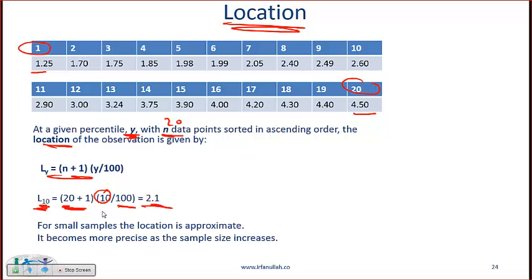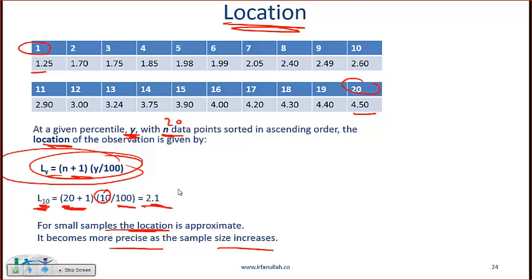But we get 2.1. And the reason is that when you have a relatively small sample size, such as this, then this formula is just an approximation. The formula becomes more precise as the sample size becomes large. If your sample size is 2000, then this will be more precise. But from an exam perspective, this is the formula that you need to remember.